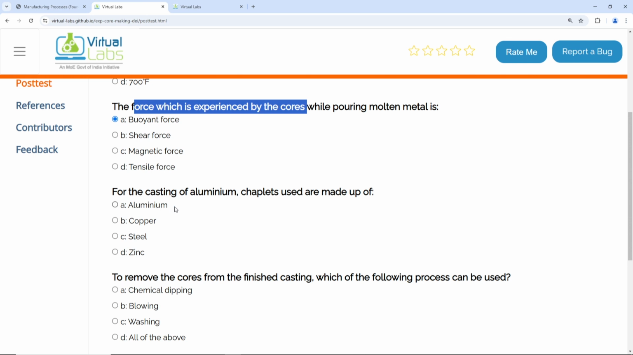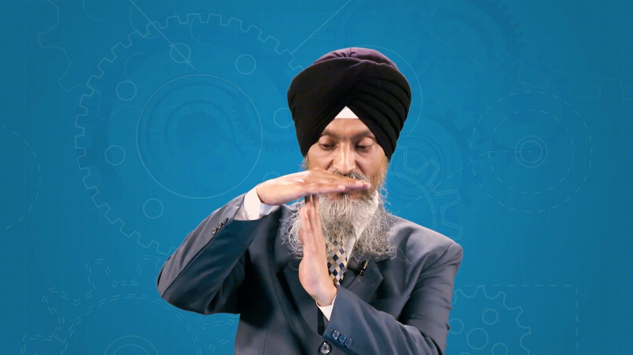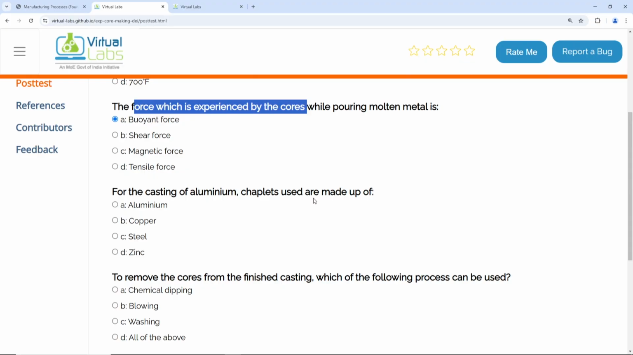For the casting of aluminium, chaplets used are made up of... Chaplets are small pieces of material, for example an I-section, T-section or I section. So, that is used to support the core in the hollow cavity. This core is to be supported, so those chaplets are used. These chaplets are generally made up of the material they are asking: aluminium, copper, steel, zinc are the options. It is generally made up of aluminium. In the casting of aluminium, it is made up of aluminium only.